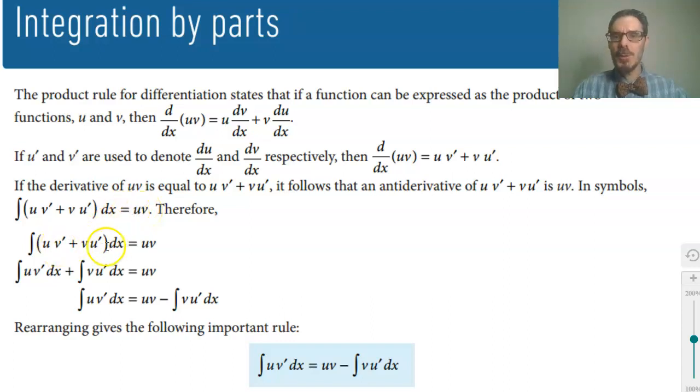But I can pull those two pieces apart like this. The integral of uv' plus the integral of vu' equals uv. And then rearrange that, there's the clever bit, into the integral of uv' is uv minus the integral of vu'. So this is integration by parts. Well, actually, that's just the rule. Now, how on earth do I use that rule?